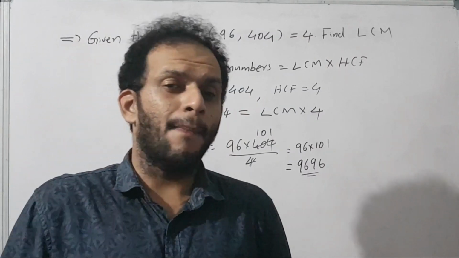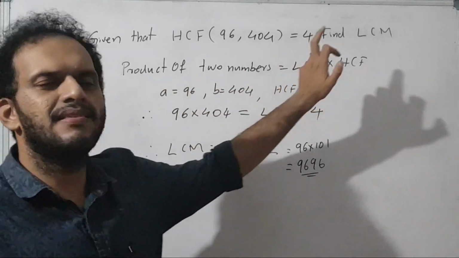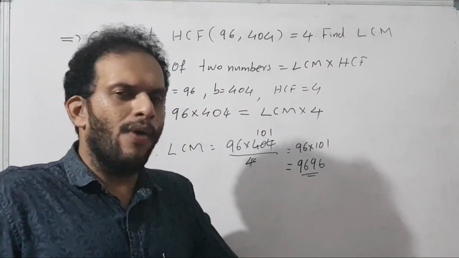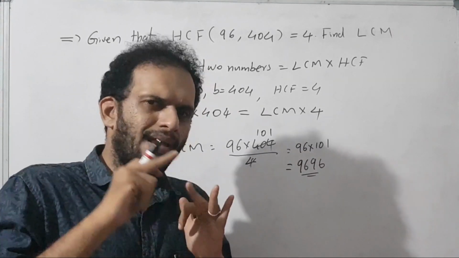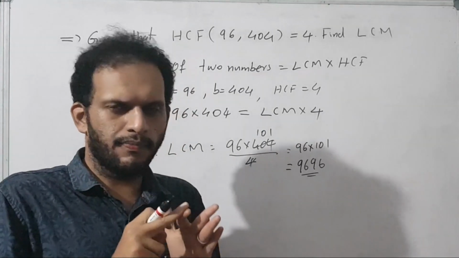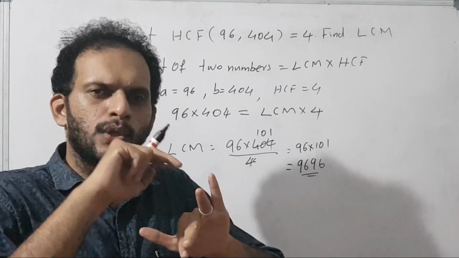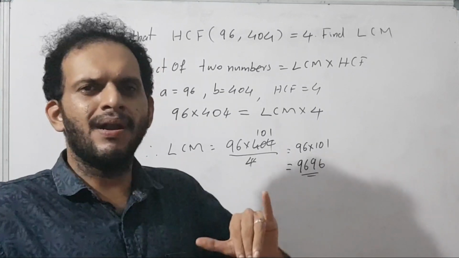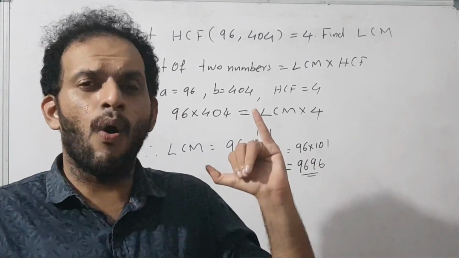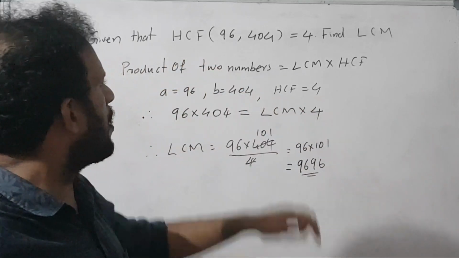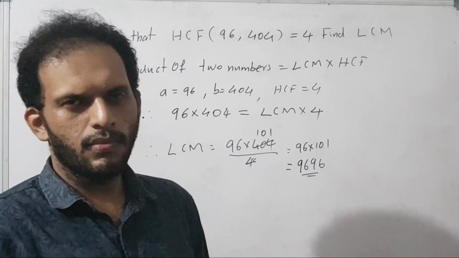Okay? Then here is a very important type. Then we apply the property. What is the property we apply here? Product of two numbers is equal to LCM into HCF. Okay? When we apply this property, if given two numbers, LCM, and we want to find the HCF. Okay? In the case of LCM, HCF, and two numbers, if given any three of them, and we want to find the remaining, in all the cases we apply only the idea product of two numbers is equal to LCM into HCF. Okay?